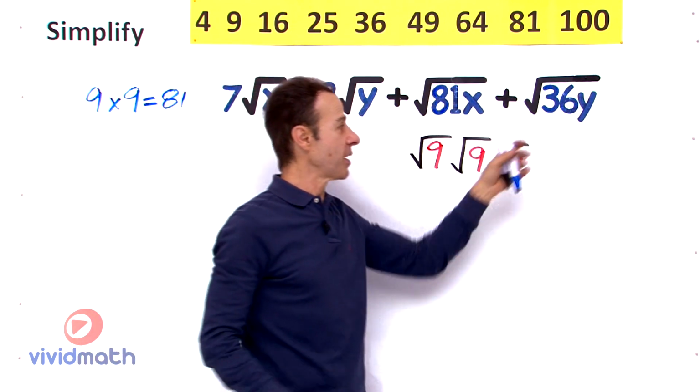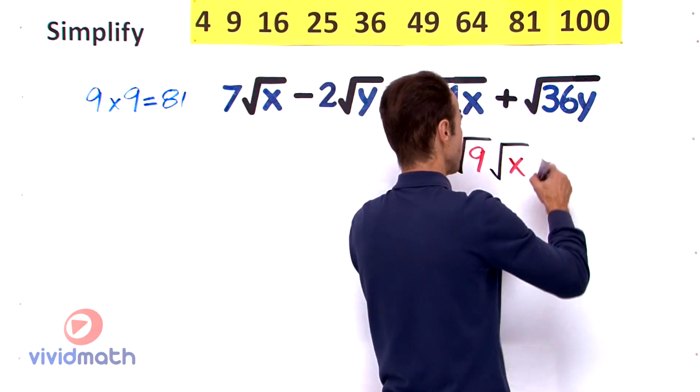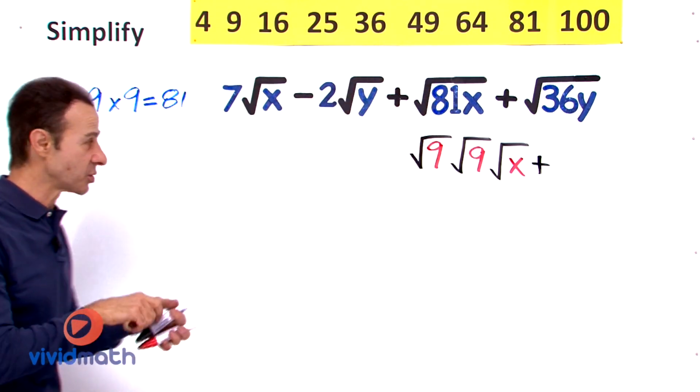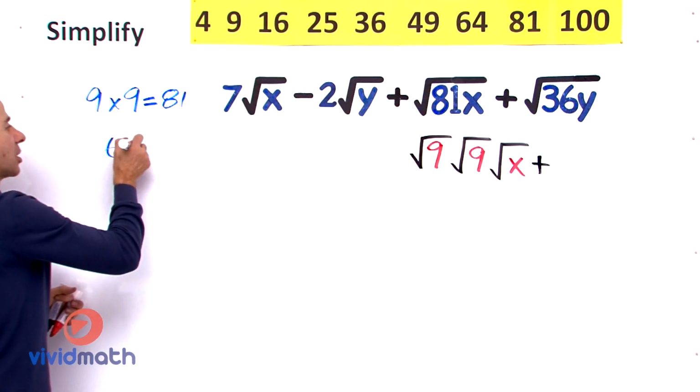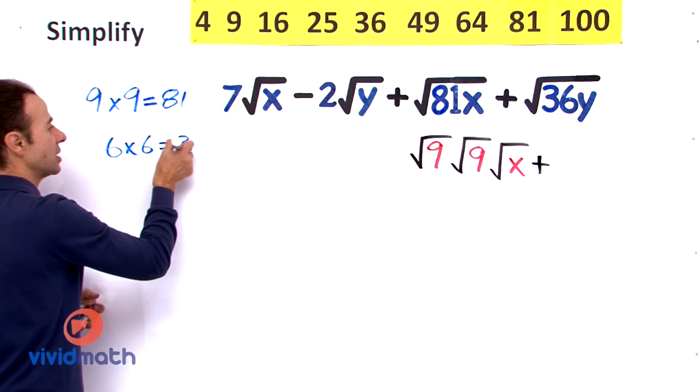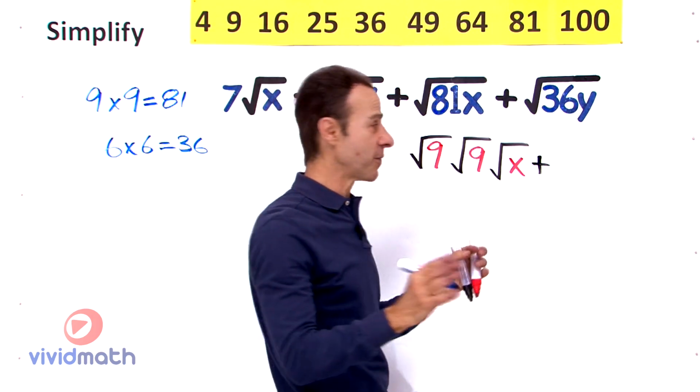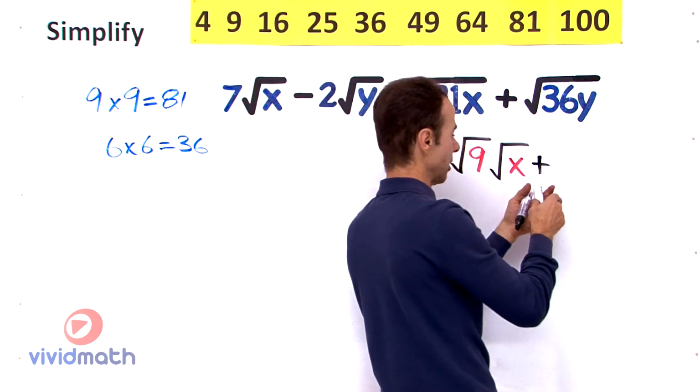Okay, let's simplify this one. Let's bring down the plus. So that's going to be something times something gives us 36. Well, that's going to be 6 times 6 equals 36. So let's have a look how we're going to do this. They don't have to be perfect squares, by the way. I may have said that earlier.